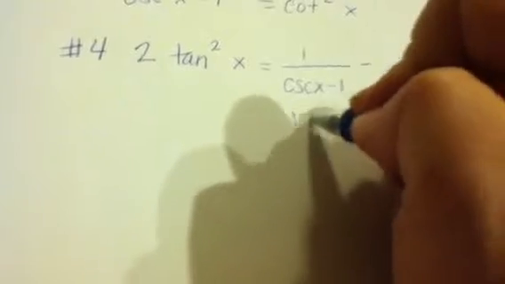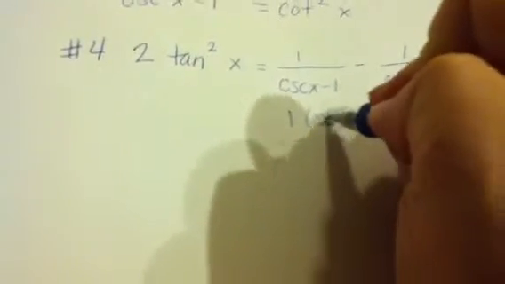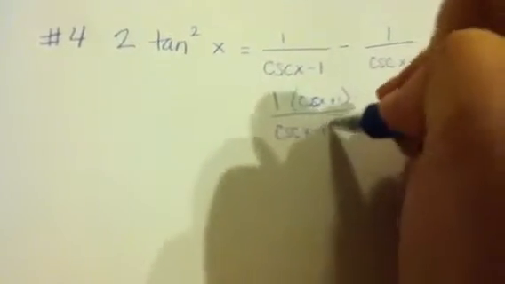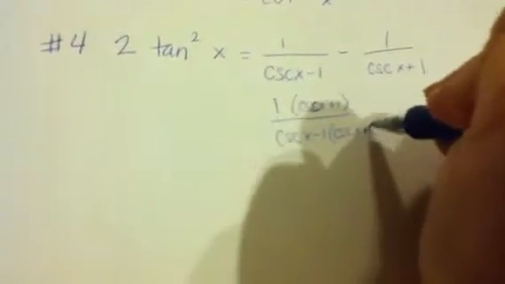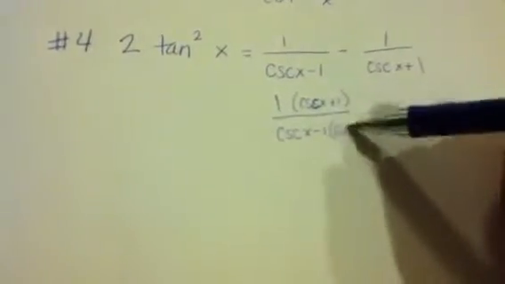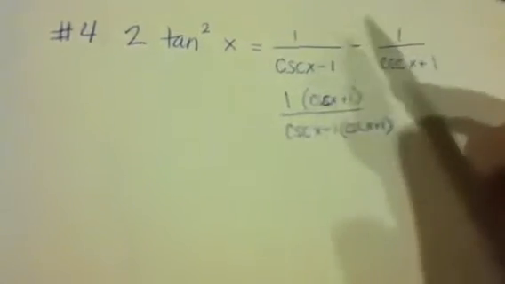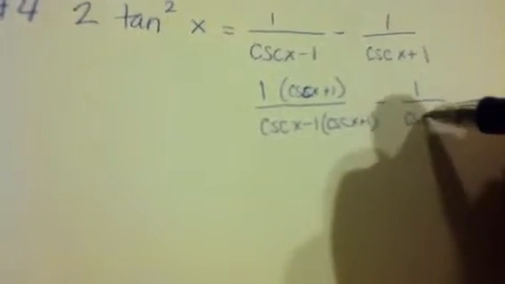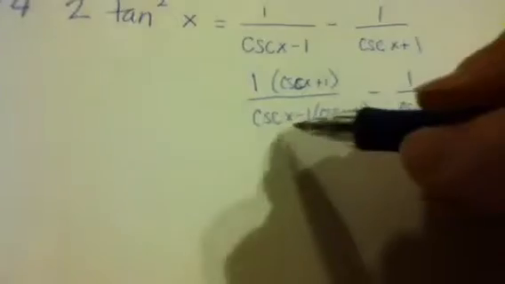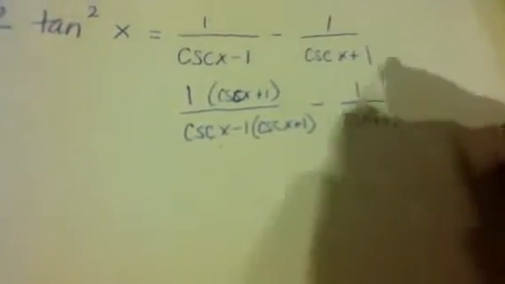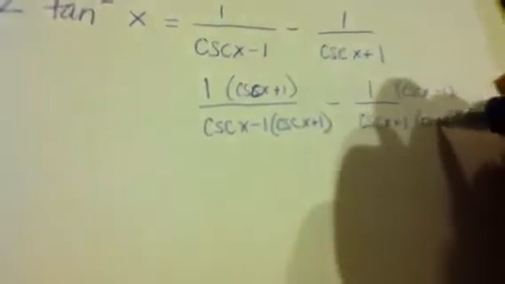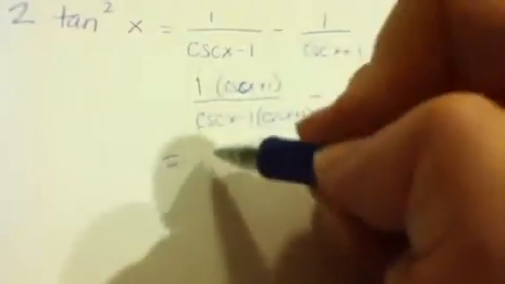1 times cosecant x plus 1 over cosecant x minus 1 times cosecant x plus 1. So I can multiply that on the top and the bottom because that would together equal 1, so I'm not changing the value of the problem. Now let's look at the other fraction. So this one's missing the other denominator, which is cosecant x minus 1. So we're going to multiply cosecant x minus 1 on the top and the bottom. Alright, let's go ahead and work this through.